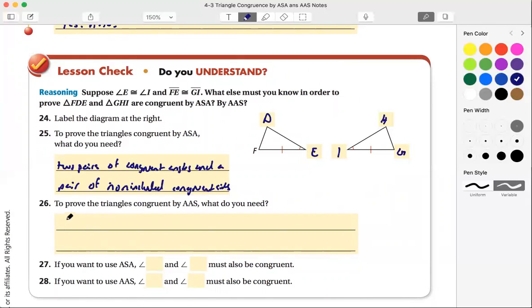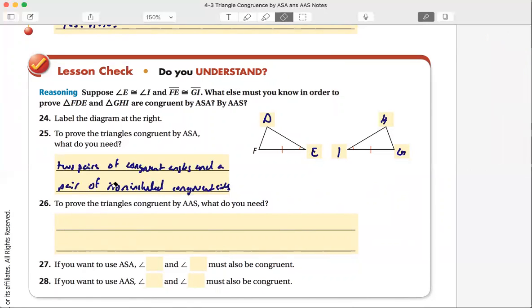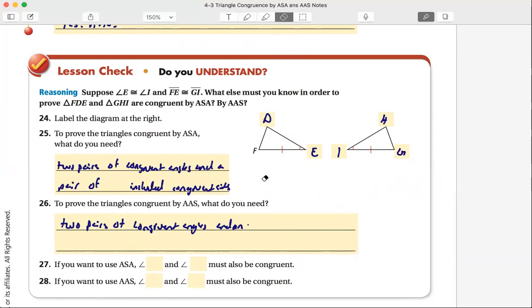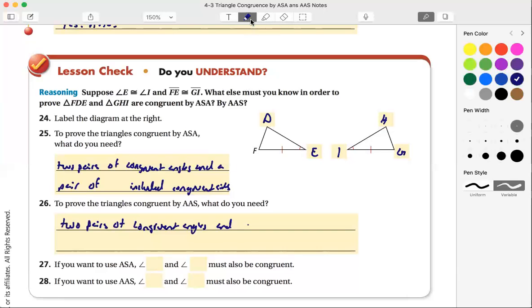Oh, I'm sorry, ASA. ASA would be the included angle, the congruent sides. For AAS, I need two pairs of congruent angles and a pair of non-included congruent sides.